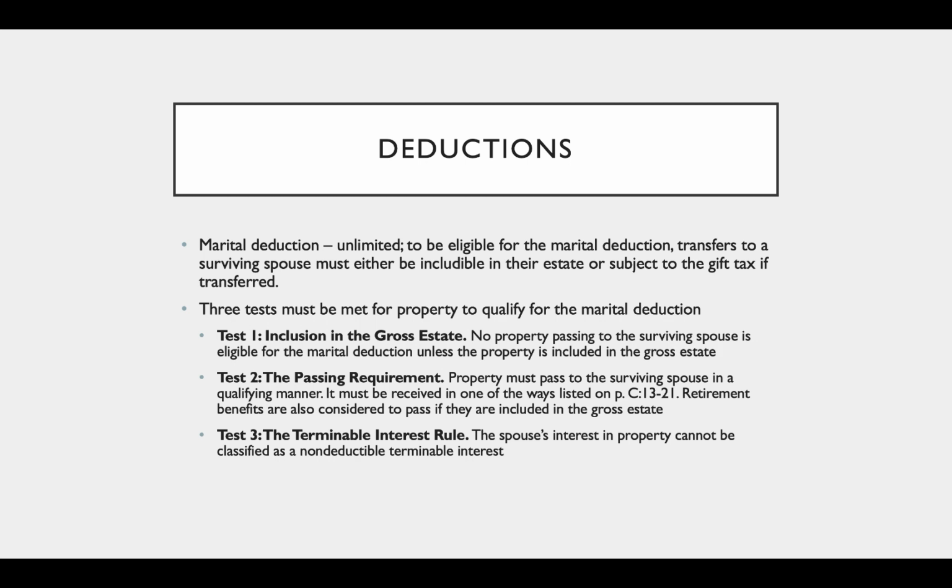And then test 3, the terminable interest rule. The spouse's interest in property cannot be classified as a non-deductible terminable interest. And a non-deductible terminable interest is one with the following features. So an interest in the property must pass or have passed from the decedent to a person other than the surviving spouse, and the recipient must have paid less than adequate consideration. The other person may possess or enjoy any part of the property after the termination of the surviving spouse's interest.